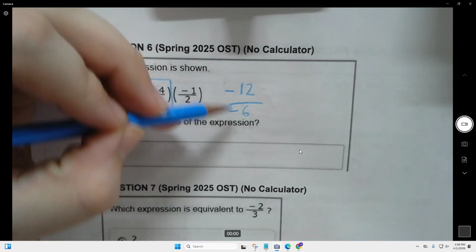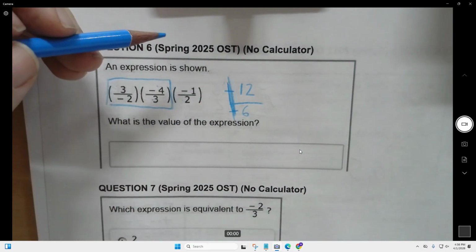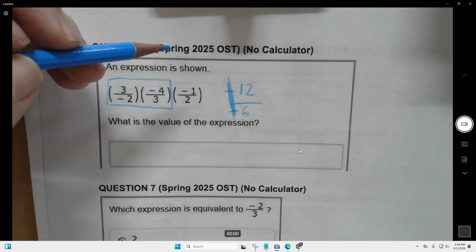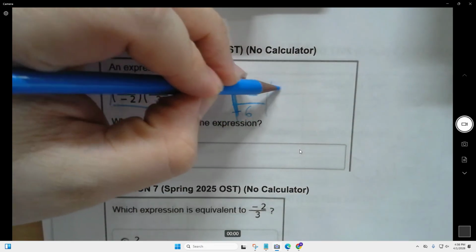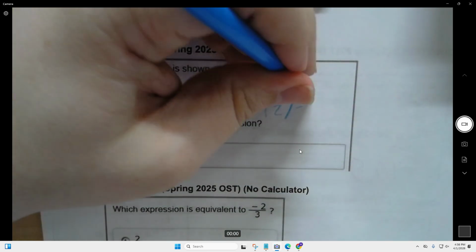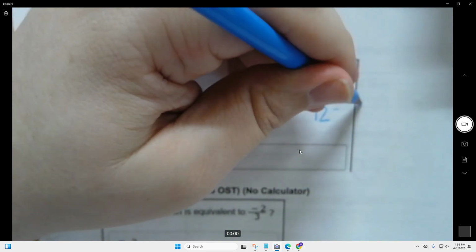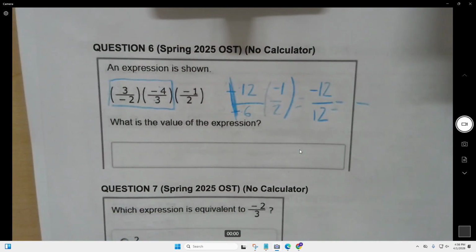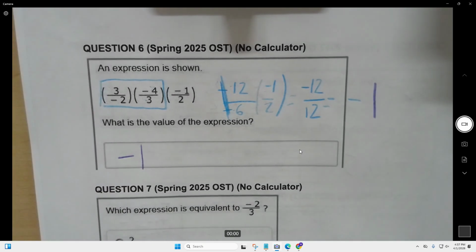Note that this negative and this negative will cancel each other out, so this is no longer negative. This answer is, at present, 12 over 6. Then you're going to multiply this by the last remaining fraction, negative 1 over 2. 12 times negative 1 is negative 12, over 6 times 2, which is 12. The negative will stay out front because there's only one of it. And 12 divided by 12, anything over itself, is just 1. So the answer you're looking for is negative 1.